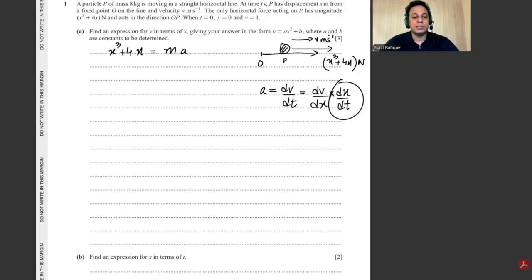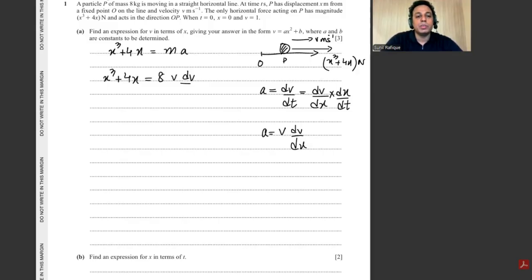Now that's a useful expression if you observe. dx over dt is the velocity, the rate of change of displacement, so I can use v dv over dx in place of the acceleration. In order to get an expression for v in terms of x, x cubed plus 4x equals mass 8 times v dv over dx. Now this is just like a separable differential equation. I can separate and integrate x cubed plus 4x with 8v dv, right?